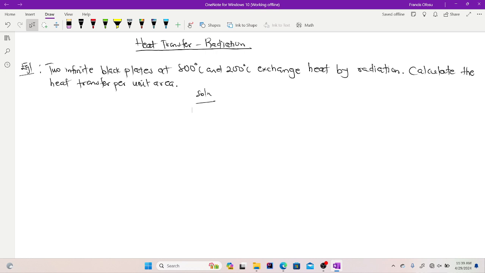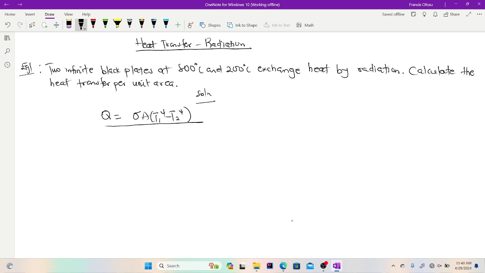Now to solve problems under radiation heat transfer, the equation we use mostly is the Stefan-Boltzmann law, which states that Q is equal to sigma A (T1 exponent 4 minus T2 exponent 4). This is the equation we're using to solve radiation problems.